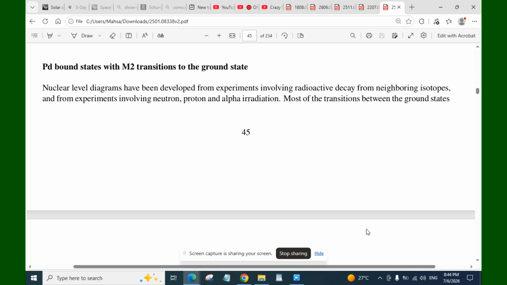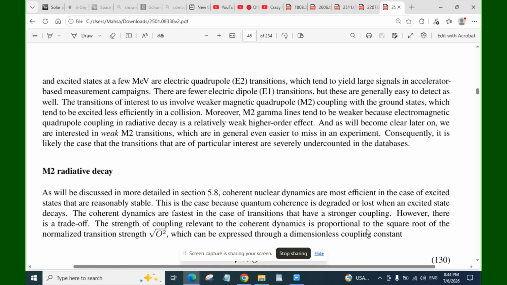Nuclear level diagrams have been developed from experiments involving radiative decay from the neighboring isotopes, and from experiments involving neutron, proton, and alpha irradiation. Most of the transitions between the ground states and excited states at a few megaelectron-volts are electric quadrupole E2 transitions, which tend to yield large signals in accelerator-based measurement campaigns. There are fewer electric dipole E1 transitions, but these are generally easy to detect as well.